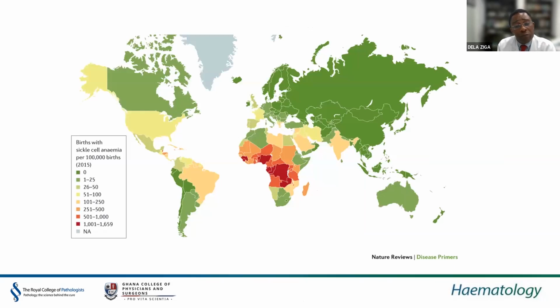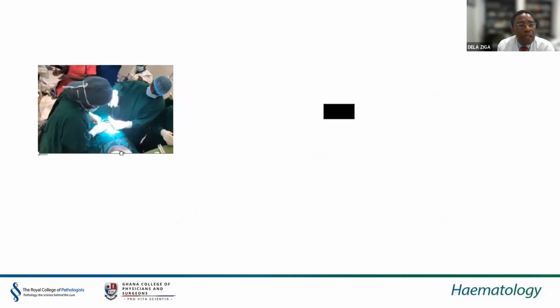This map shows the parts of the world where there are increased births of children with sickle cell disease. Clearly, our region, Ghana and Nigeria, is well represented there, and that behoves us to continue working hard to be able to manage these patients effectively and, most importantly, work hard to introduce bone marrow transplant in these regions.